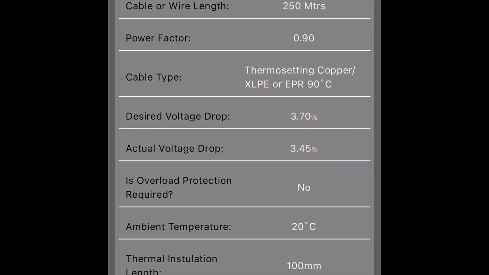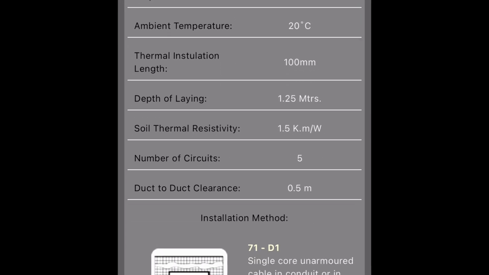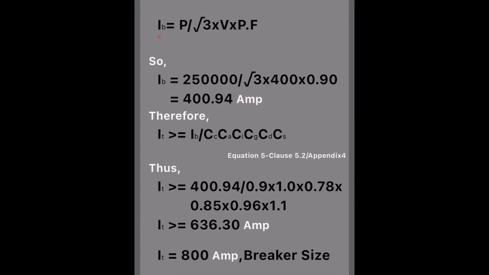The second part on this page lists the parameters selected on the previous page. In the calculation section, the design current IB is calculated using the three-phase equation. It is equal to the power in watts divided by the square root of 3, multiplied by the voltage and the power factor. Apply the given parameters to this formula.